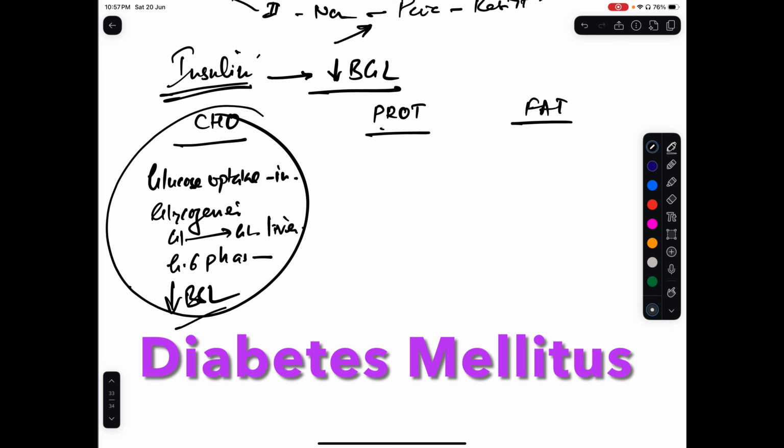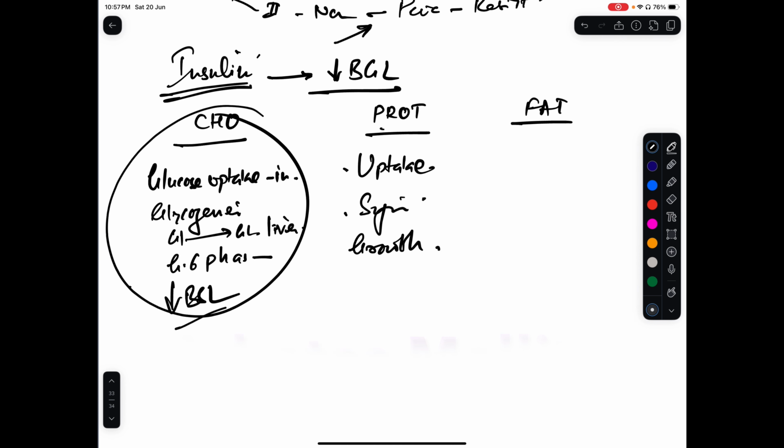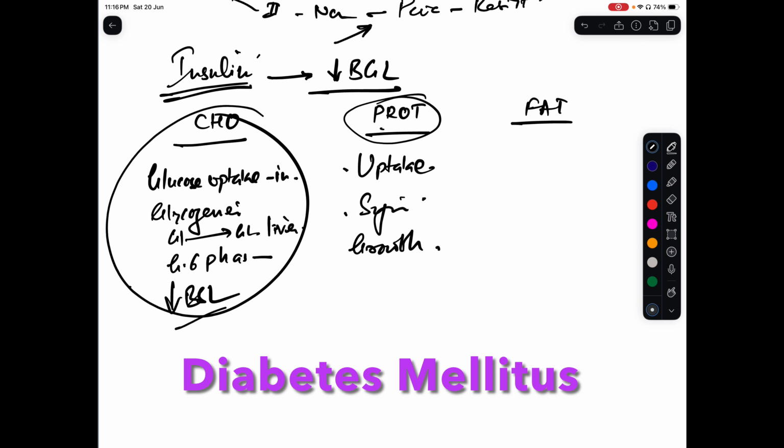For protein, uptake is again increased because of insulin. Protein synthesis. It is one of the growth hormones. Then fat, what does it do? It stimulates lipid uptake, oxidation, and also fat deposition, lipogenesis.